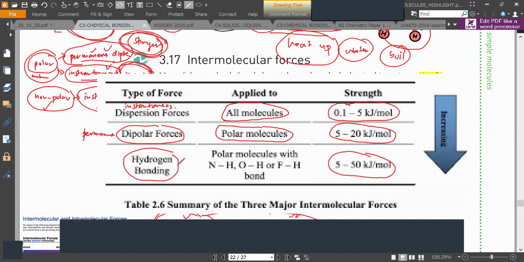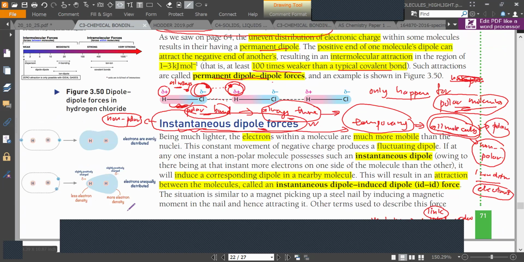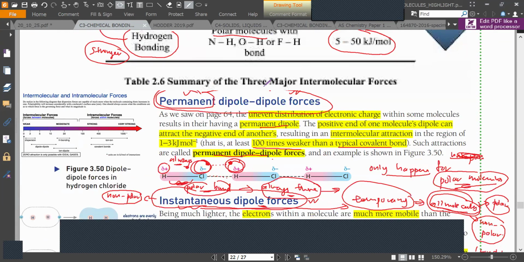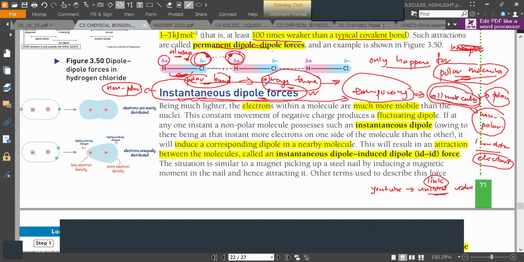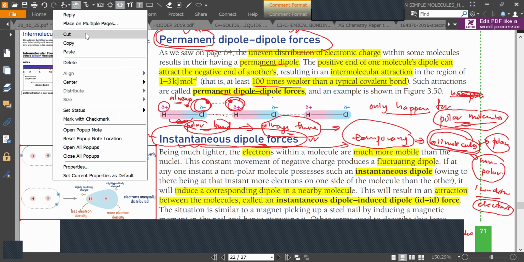Okay, so this hydrogen bonding is actually also a permanent dipole. It's just a stronger type of permanent dipole, so it's special. Yeah. So this instantaneous dipole, we just say that it happens for all molecules. How does it happen? As long as we have electrons, it can happen. Okay, let's take a look.